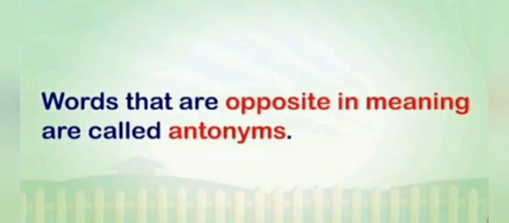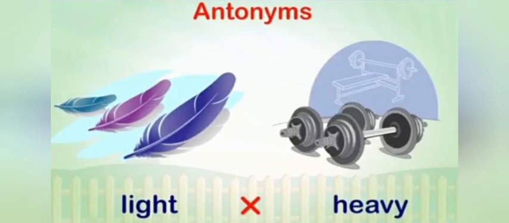Words that are opposite in meaning are called antonyms. Students, antonyms are words that have contrasting or opposite meanings. The word antonym is rooted in the Greek language. The Greek word anti means opposite, while onoma means name. So the word antonym means opposite word. That makes sense. Clear?